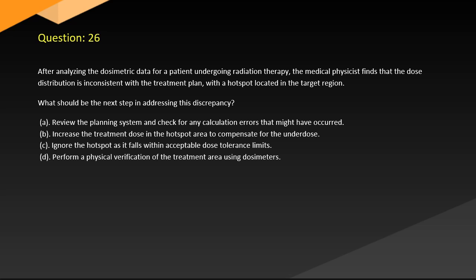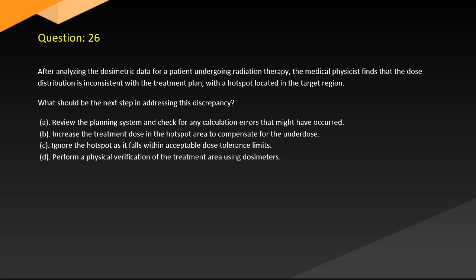Question 26. After analyzing the dosimetric data for a patient undergoing radiation therapy, the medical physicist finds that the dose distribution is inconsistent with the treatment plan, with a hotspot located in the target region. What should be the next step in addressing this discrepancy? A. Review the planning system and check for any calculation errors that might have occurred.